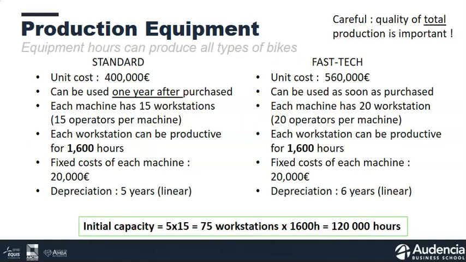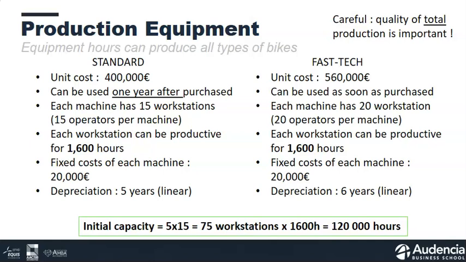In addition, each machine has 20 workstations, so a total productive capacity of 1,600 hours per workstation times 20. Fixed costs of the machine are the same, $20,000. However, this machine is depreciated linearly over 6 years.